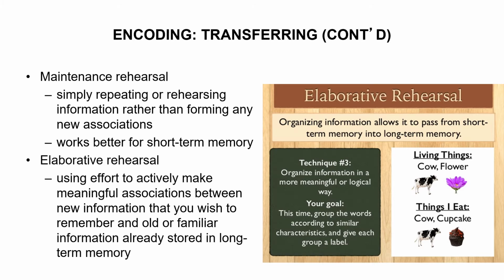However, elaborative rehearsal is where we're doing effortful encoding, but in a way where we're making meaningful associations between new information and old familiar information that's already stored in long-term memory, so that it's easier to retrieve. The more elaborately we rehearse something, the more we associate it with something already in our mind, the easier it is.